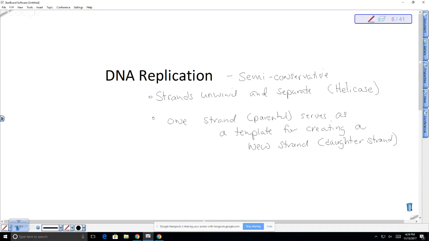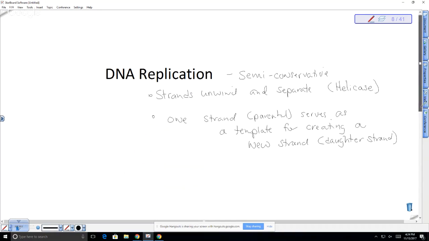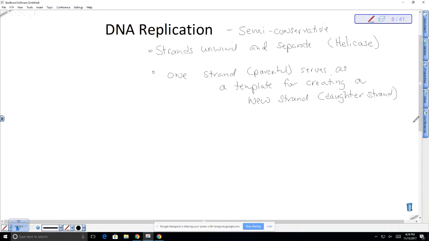Now, sometimes you can get mispairing, but pretty much the enzyme that is involved in creating the new strand is called DNA polymerase. And this is easy to remember because ase is the enzyme, a polymer is a large molecule, and DNA. So this is the enzyme that matches the A's and the T's and the G's and the C's to produce a new strand, okay?